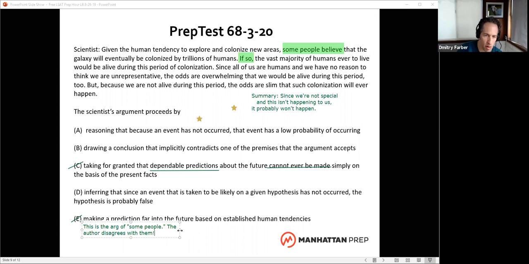Yeah, so it's going the wrong way, and that's not surprising on one of these. Even though it's not in the conclusion, they're still kind of talking about someone else's view. So that gets us rid of E. Some of you got rid of B.